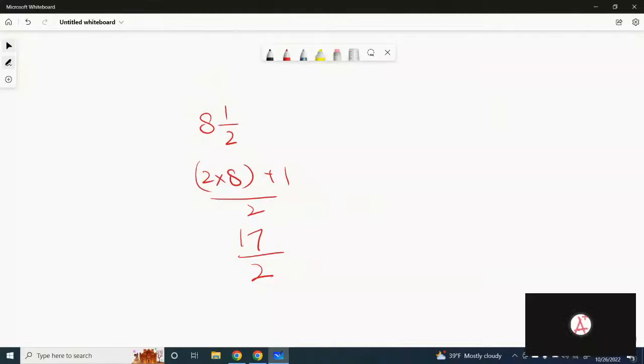Got it? Yes, very good. It is 17 over 2. So just select the correct option and click on the OK button.